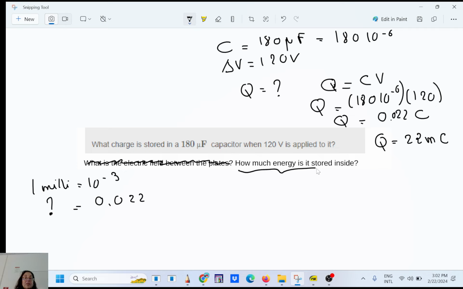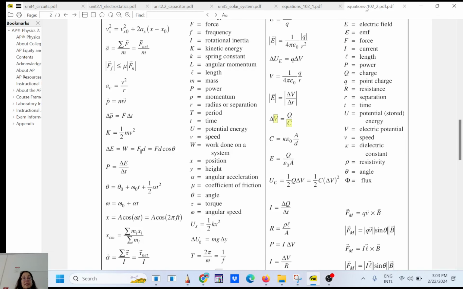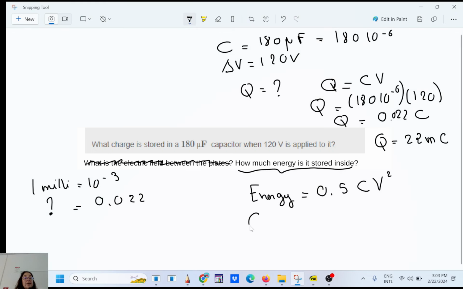Okay, how much energy? So the energy, I should not put E because it's not the electric field. So energy equals 0.5 C V square. Okay, you look at your equation sheet here. The amount of energy stored inside an electric field, you can either do 1/2 QV or 1/2 CV square. Okay? Do you agree?